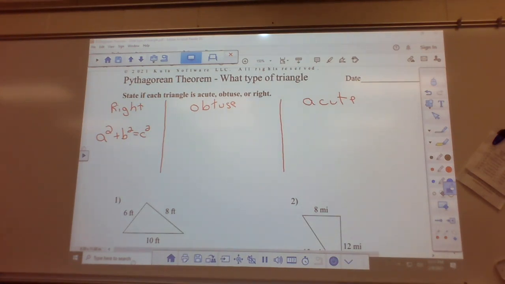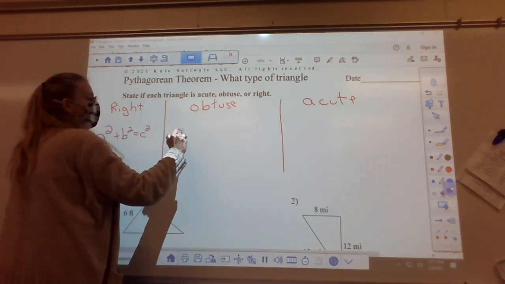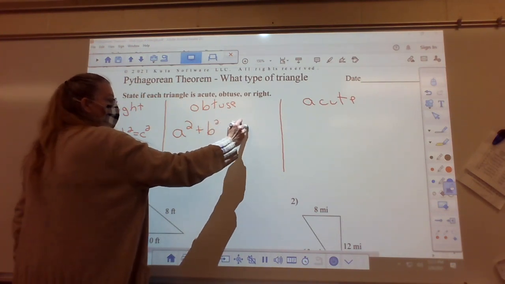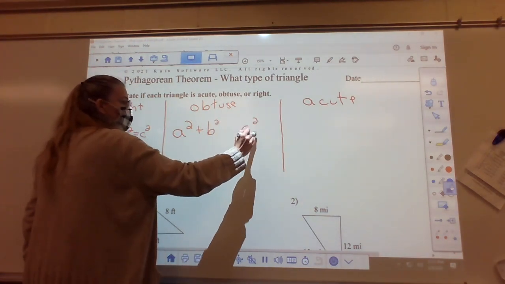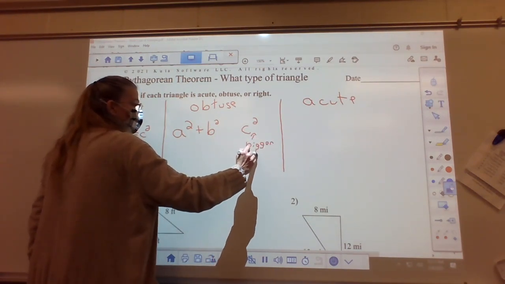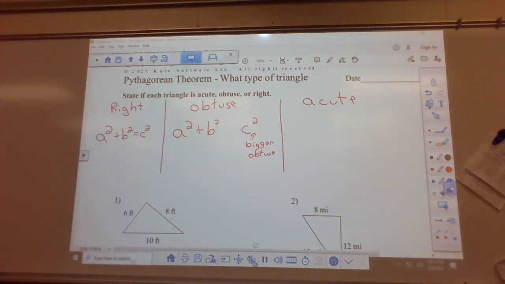Now, obtuse. If this is my right triangle, 90 degrees here, obtuse is going to spread out, so this side here is just going to get bigger. So for obtuse, A squared plus B squared, I'm going to leave a spot here and say C squared. And if this C squared is bigger, it is obtuse. So if the longest side ends up bigger than it needs to be, that means it stretches open even more, and it's going to be obtuse.